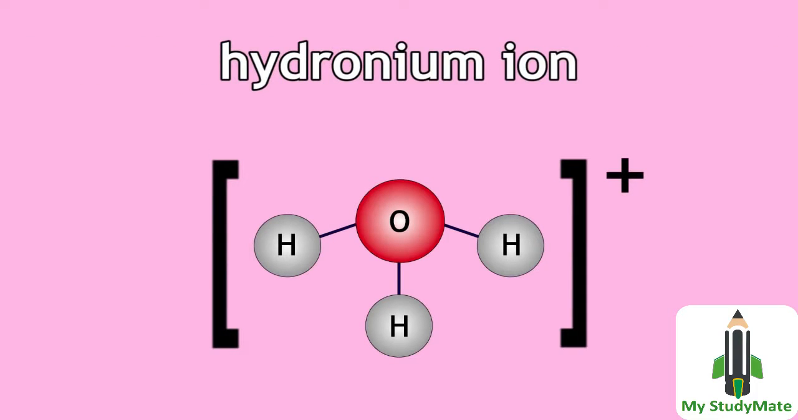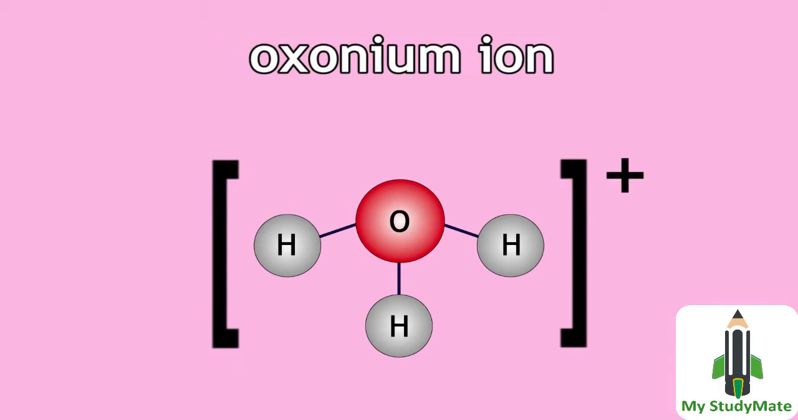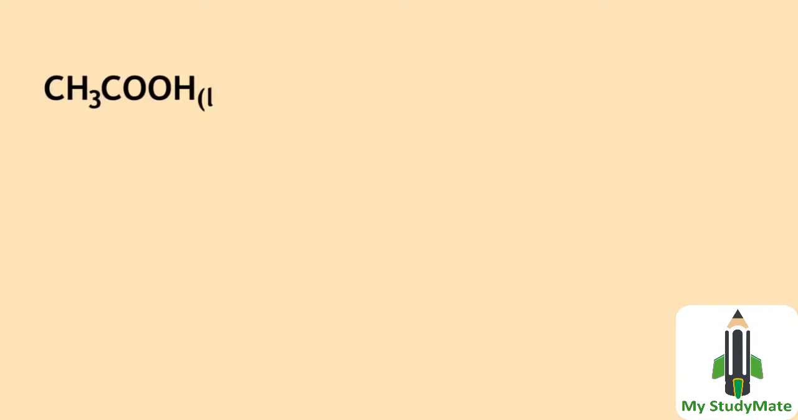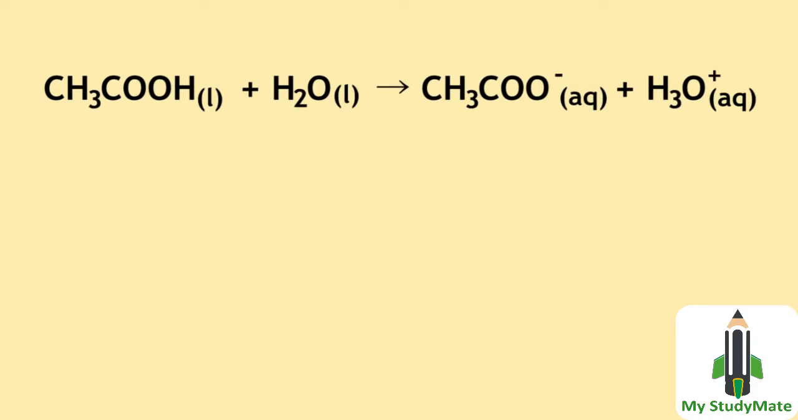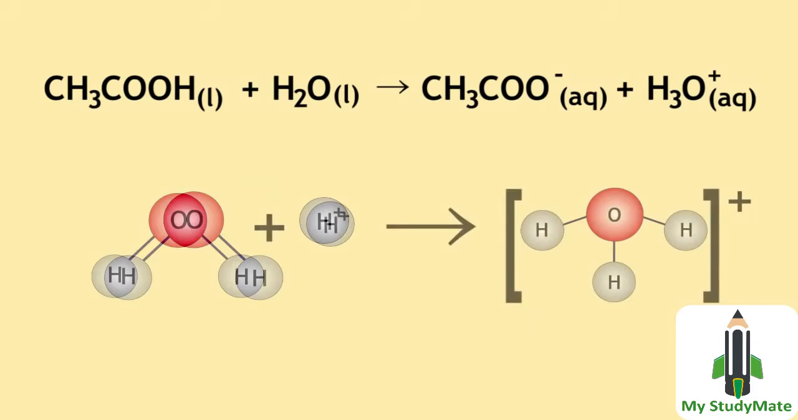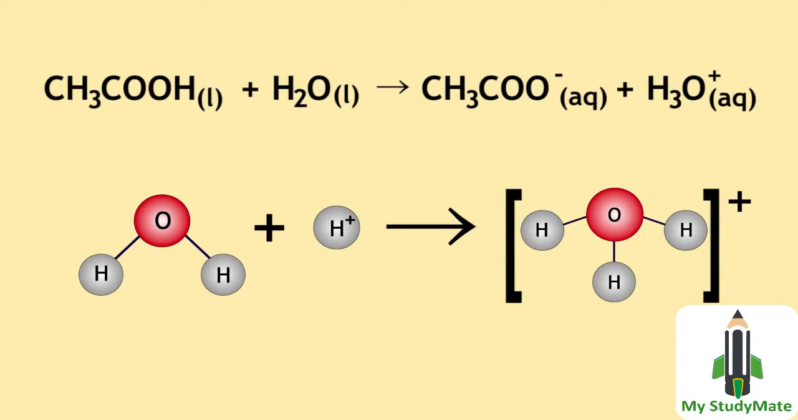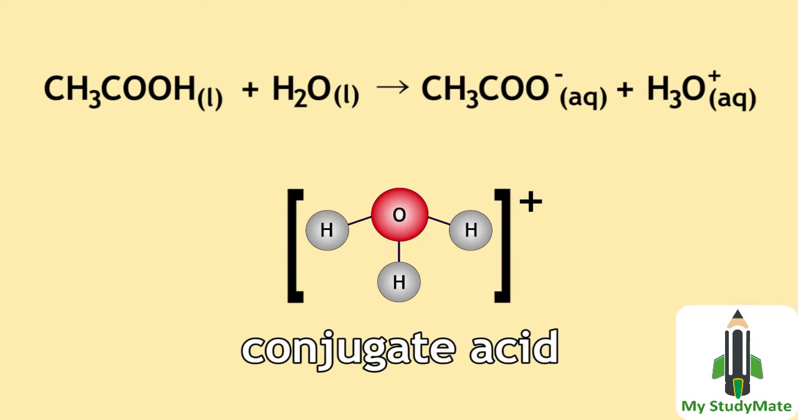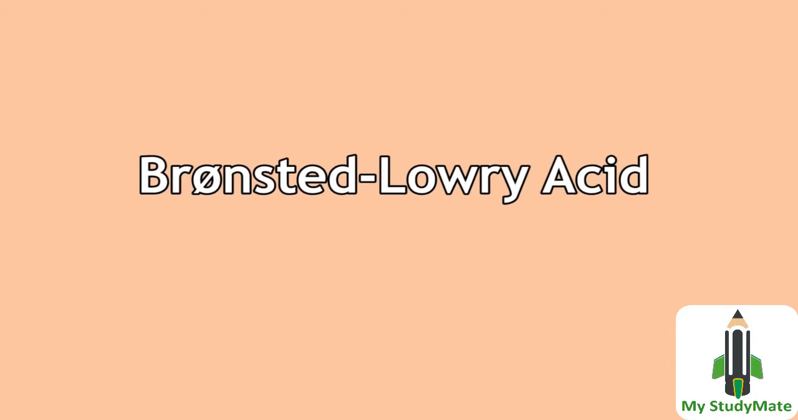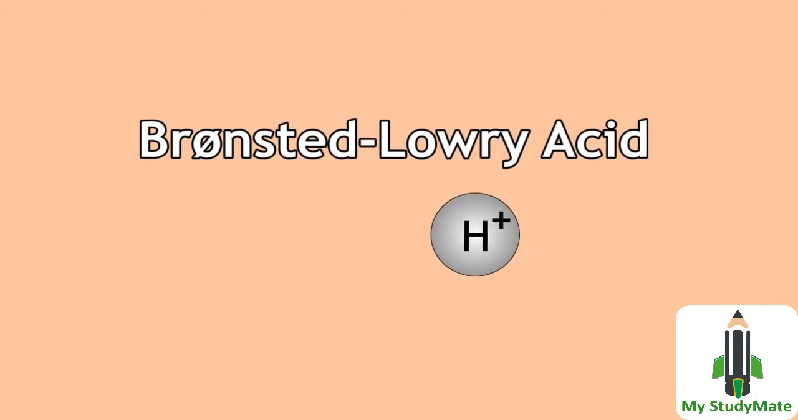This is hydronium ion, also known as oxonium ion. The hydronium ion is formed when water accepted a proton from acetic acid. This is a conjugate acid in this reaction. When a Bronsted-Lowry acid releases the proton, the resulting species is its conjugate base. When a Bronsted-Lowry base accepts a proton, the resulting species is its conjugate acid.